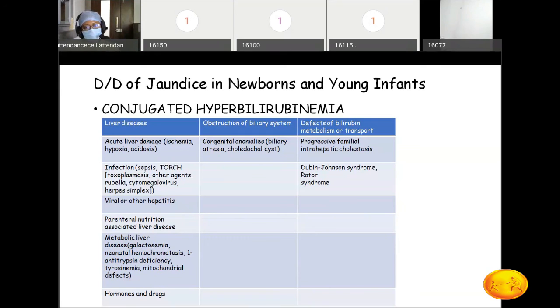The other cause that we want to look at in a newborn baby is also choledochal cyst. It might be present in the later age group also. So that's obstruction of the biliary system. We took a lot of time on that part, but since it is important, I wanted to stress on it.